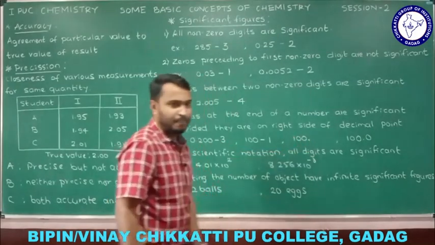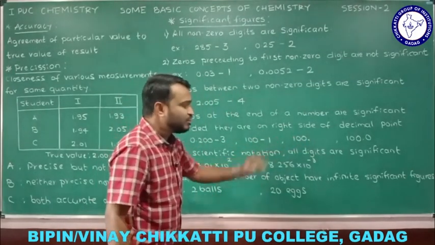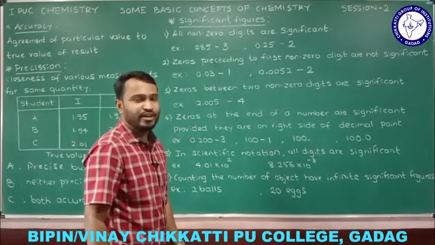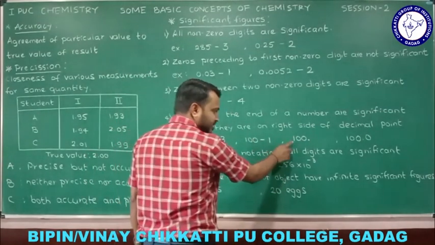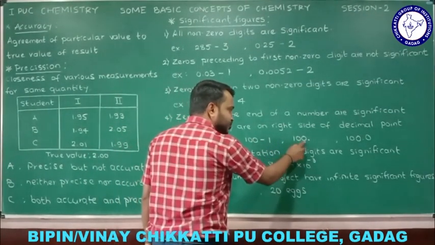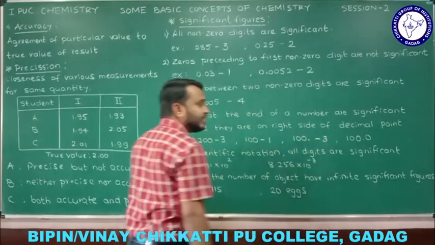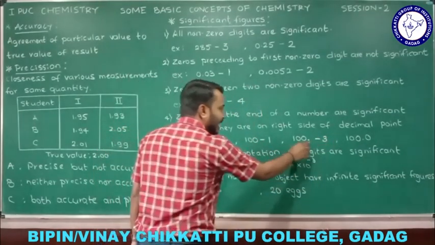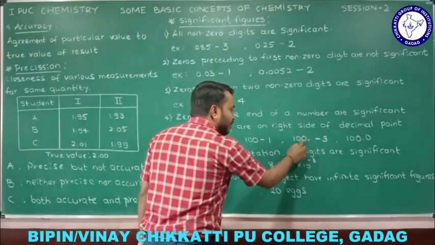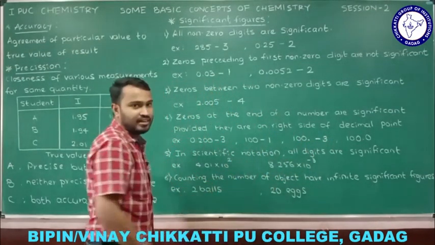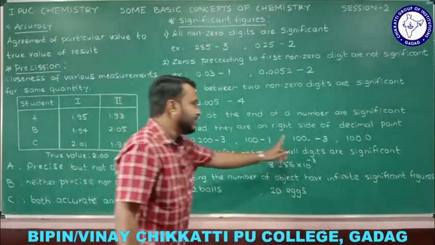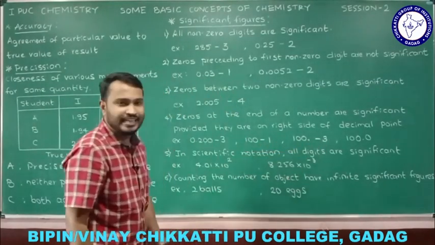Okay, one more example: 100 point. How many significant figures are there? We have 1, and we have these 2 zeros, and the total number of significant figures is 3 here, since we have a decimal point. These zeros are on the left side of it, so there is no problem in that. Therefore the number of significant figures is 3.